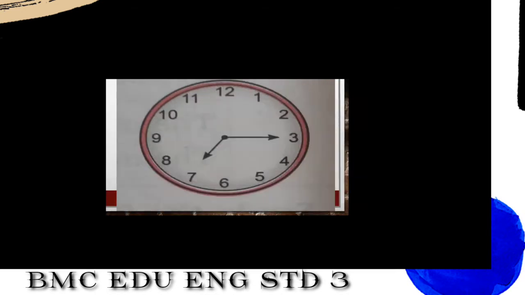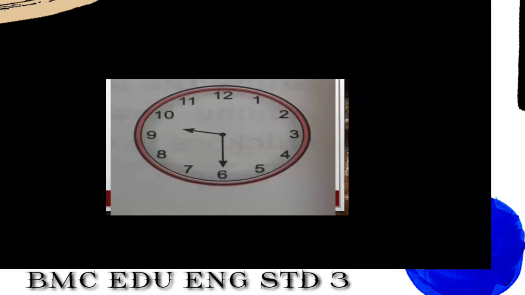Next. Now see the clock. What is the time? The long hand is on 12 and the short hand is on 5. Yes, it's 5 o'clock. Now see the next clock. The short hand, that is the hour hand, is between 7 and 8 and the long hand is on 3. The minute hand is on 3. So how will you read? Yes, 15 minutes past 7.